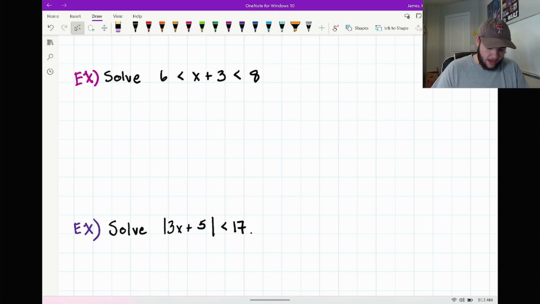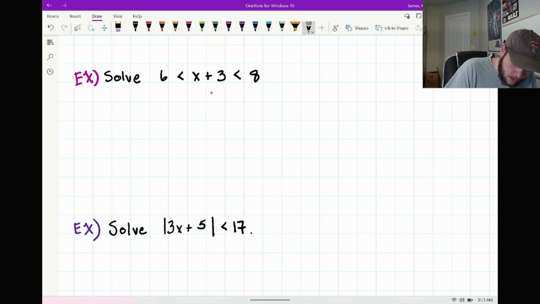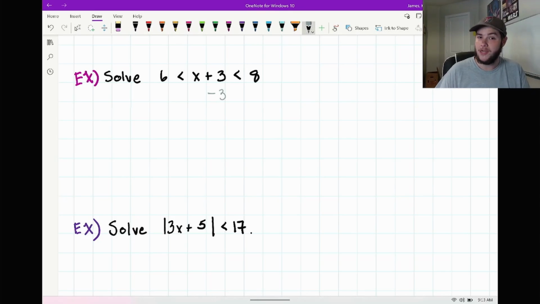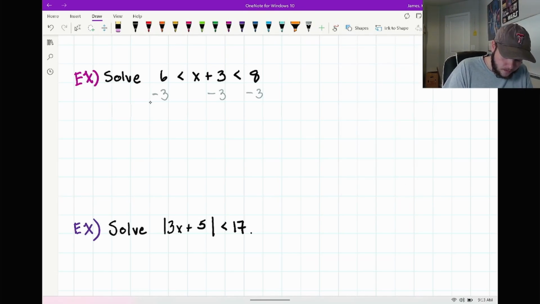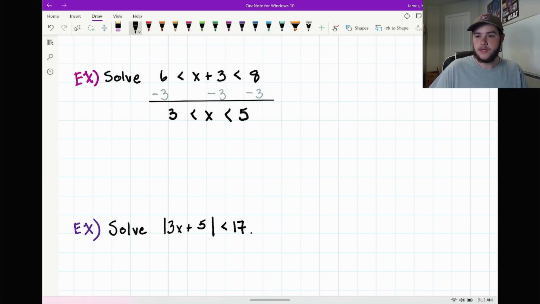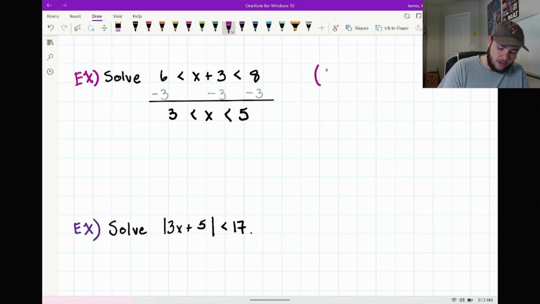So the way that I do that is I want to subtract the 3, right? But if I subtract the 3 from one side, I have to subtract 3 from all sides, not just one of them. On the left side, that's going to leave me with 3. In the middle, that's going to leave me with x. And on the right, that's going to leave me with 5. So x should be between 3 and 5, including neither of them. The way that I would write that solution in interval notation is parentheses, 3, 5, close parentheses.